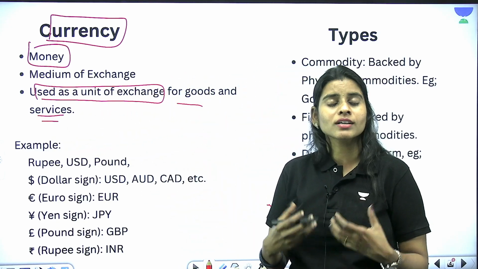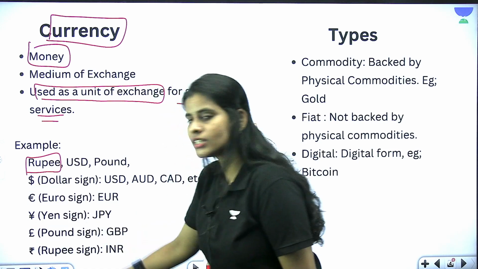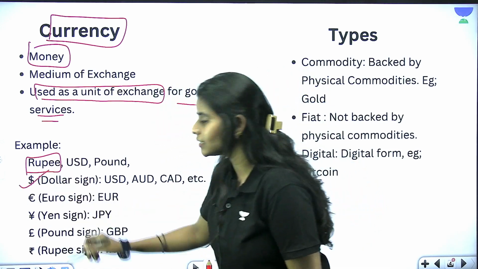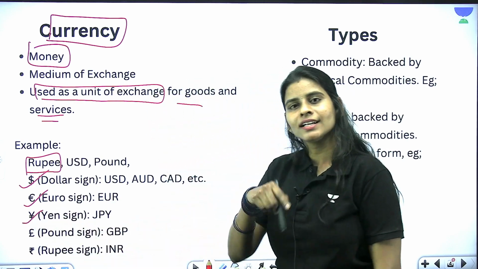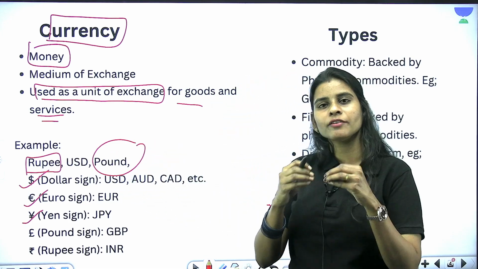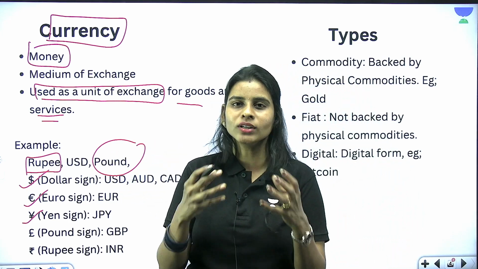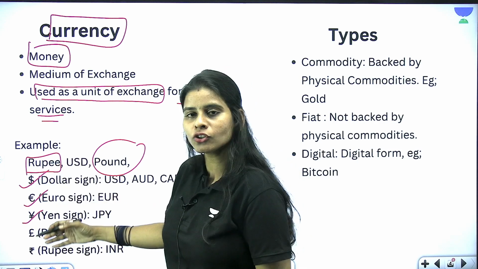So what are some examples of currency? We have the rupee, that is Indian currency. We have dollars, that is US currency. We have the euro. We have the yen, that is Japanese currency. We have the pound of the UK. So each and every country has its own currency. Clear? Okay. And now, why do we have to worry about all these things?